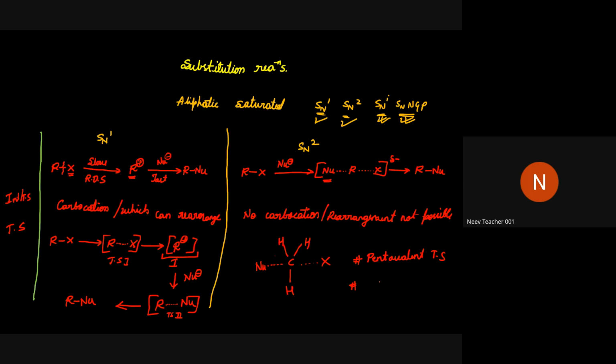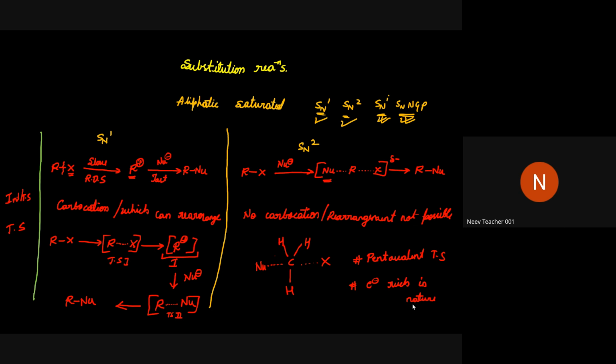And it is electron rich in nature. Why is it electron rich? Because an electron-rich, negatively charged nucleophile is attacking a carbon which already contains an electron-rich leaving group. Exactly. So that's why the overall transition state is electron rich in nature.